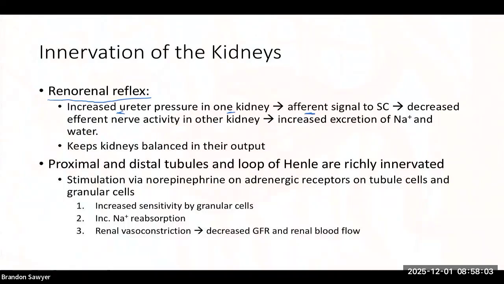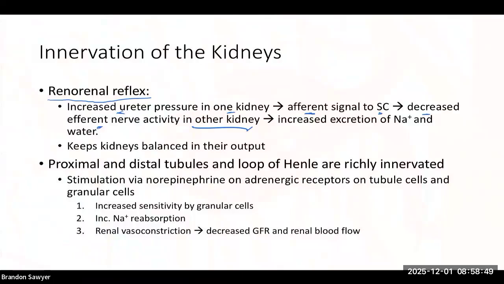We send an afferent signal back to the spinal cord, and then the output is going to be decreased efferent nerve activity to the other kidney, not the one that sensed, not the one connected to the ureter that had increased flow, but the other one. So what's the effect of efferent signals? Typically, increasing efferent activity onto a kidney is going to constrict the arterioles. And it's always an effect where we get more of that on the afferent side, meaning that we're sending less blood into the glomerulus.